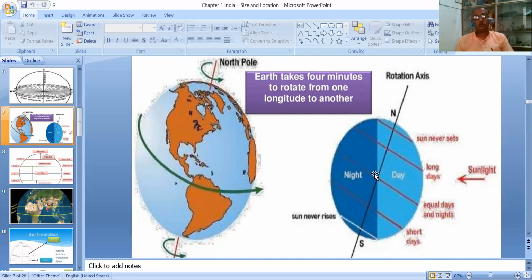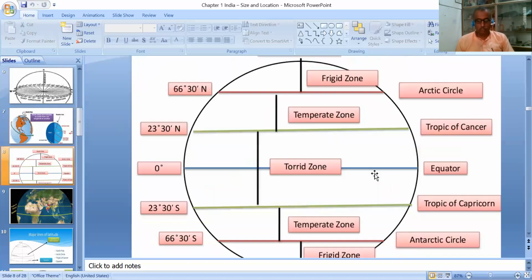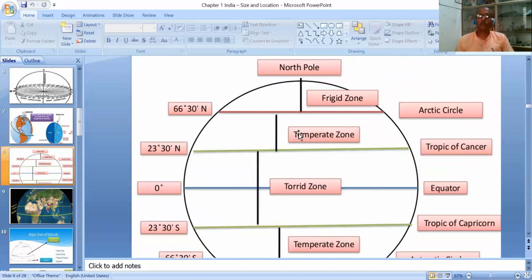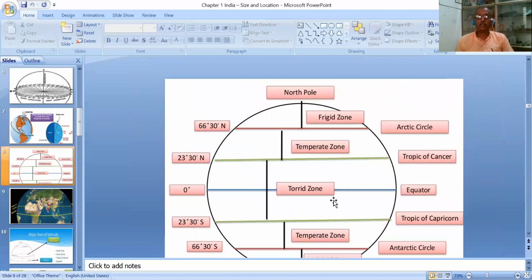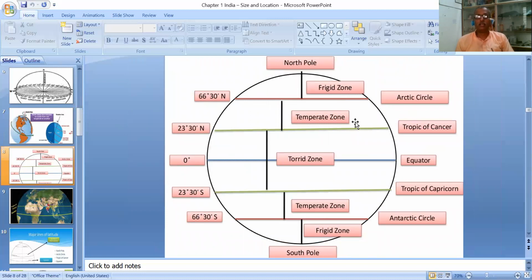Now let us try to understand briefly about the important latitudes. So one diagram, please draw the circle. This diagram will be very useful for you all to understand and note down also. So please make one circle. Try to understand the important latitudes here.